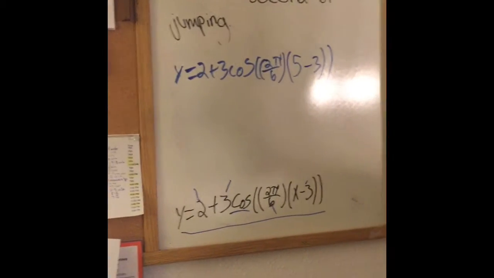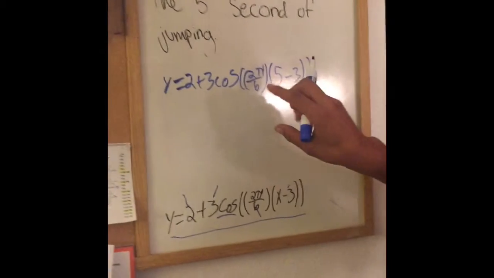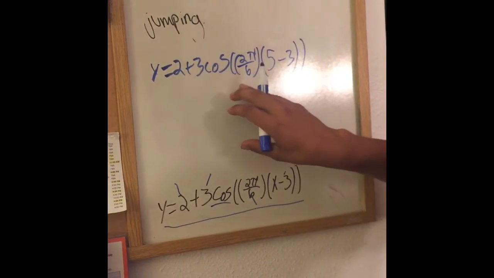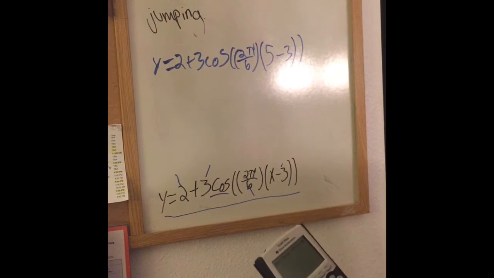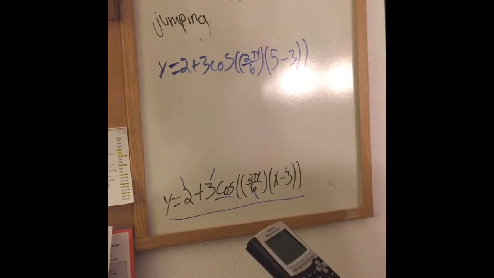Alright, now Aiden hand me my calculator. Thank you. Alright, after putting it in your calculator, I'm going to make sure that I have my parentheses correct because there are going to be a couple double parentheses.